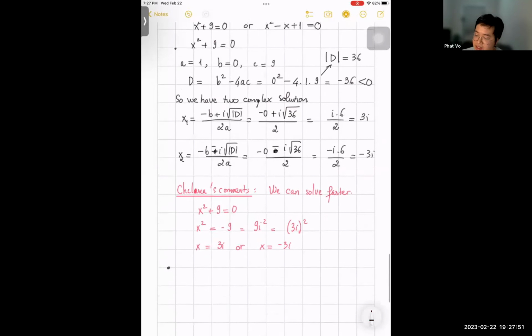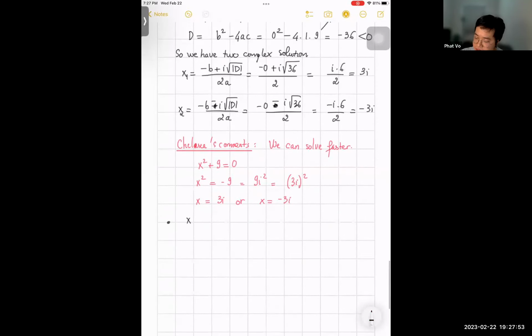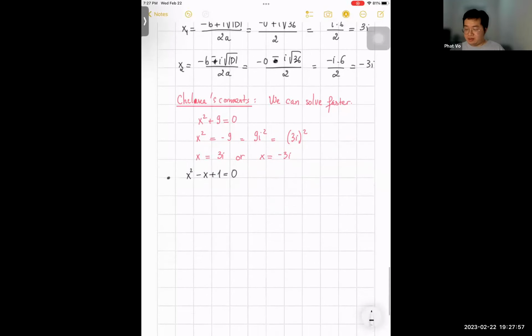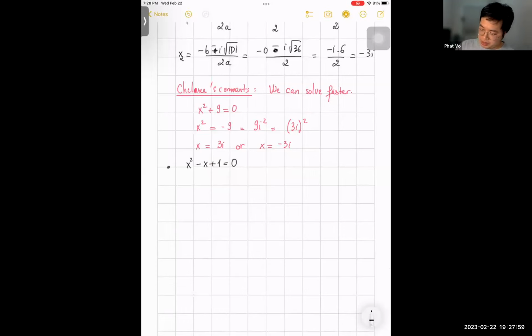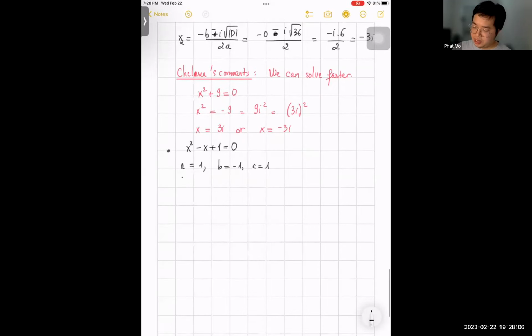x squared minus x plus 1 equals 0. So now we need to calculate the discriminant, right? B is -1, C is 1, and D now is B squared minus 4 times A times C. Minus 4 times 1 times 1. So it becomes -3, right? -3 is less than 0, so we have two solutions.